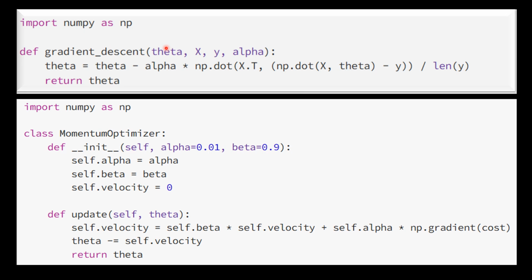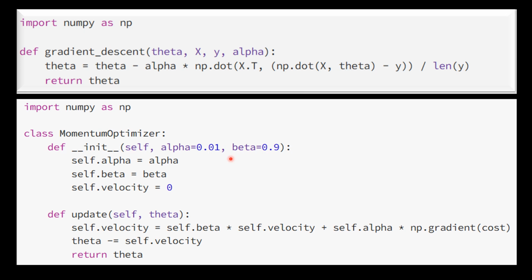This function takes four arguments: theta, which are the initial model parameters, x, which is the design matrix, y, which is the target vector, and alpha, which is the learning rate. And the function updates the model parameters by subtracting, from the original parameters, the product of the learning rate and the gradient of the cost function, which uses the transpose of the design matrix divided by the number of data points in the target vector. Now the gradient of the cost function is calculated by taking the dot product of the design matrix and the original parameters and subtracting the target vector.